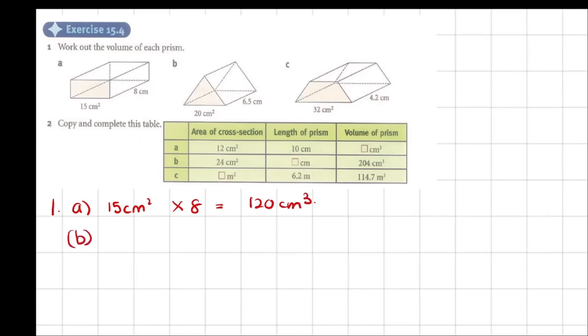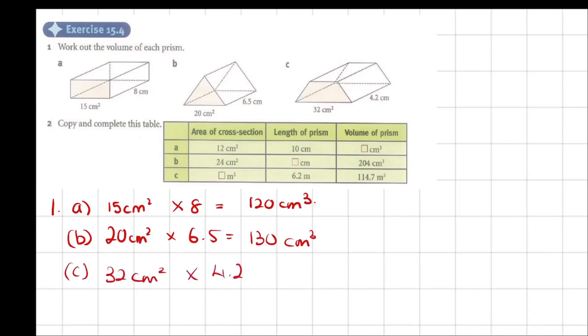For question B, do the same thing. 20 square centimeters multiplied by how many stacks there are. So that would be 130 cubic centimeters. Last one, 32 square centimeters multiplied by how many stacks there are. So all we need to do is just take the answer, and we get 134.4 cubic centimeters. Done for question number 1.